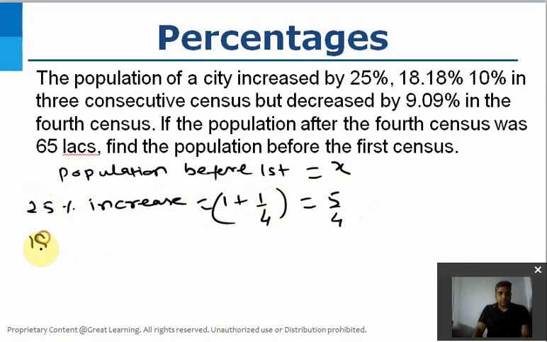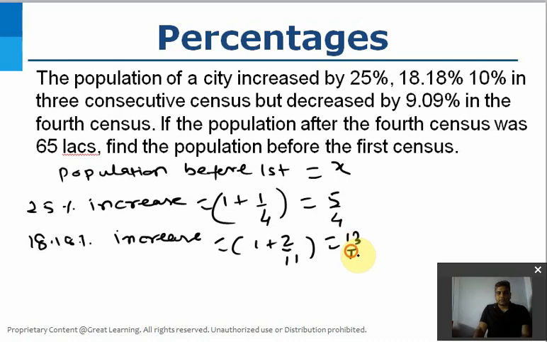Similarly, 18.18% increase means what? I know that 9.09 is 1 by 11, so 18.18 will be 2 by 11. So 1 plus 2 by 11, which is 13 by 11. So if I multiply x by these two factors, I get the third year's population. So after the second consecutive increase, I get the population after the second year's increase.